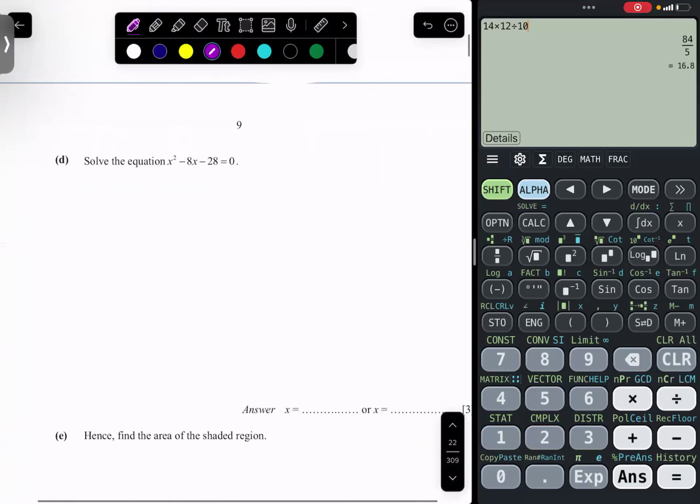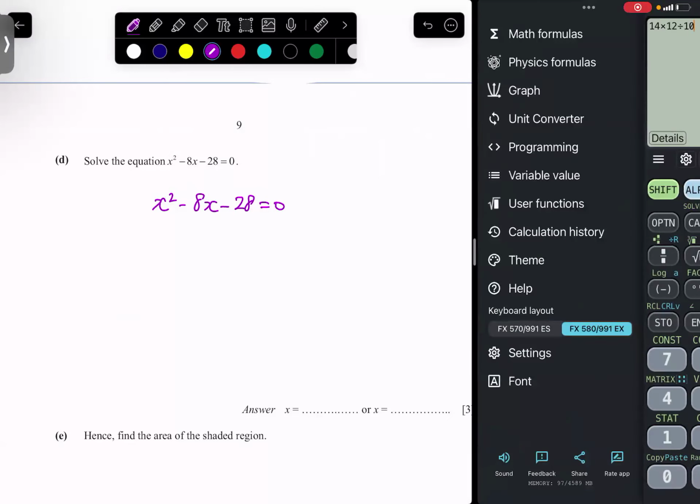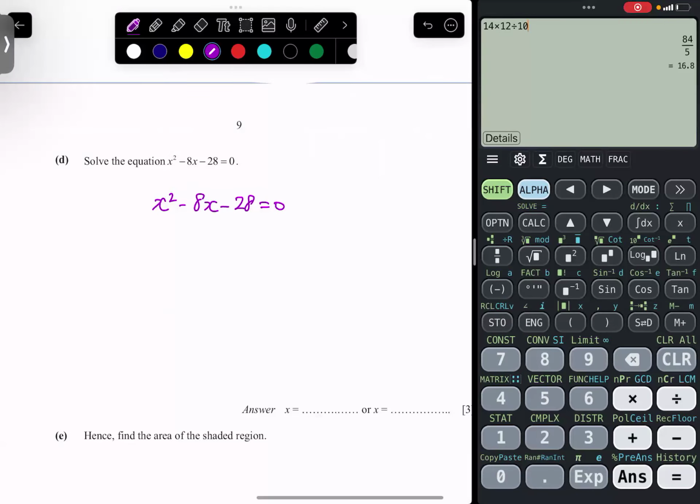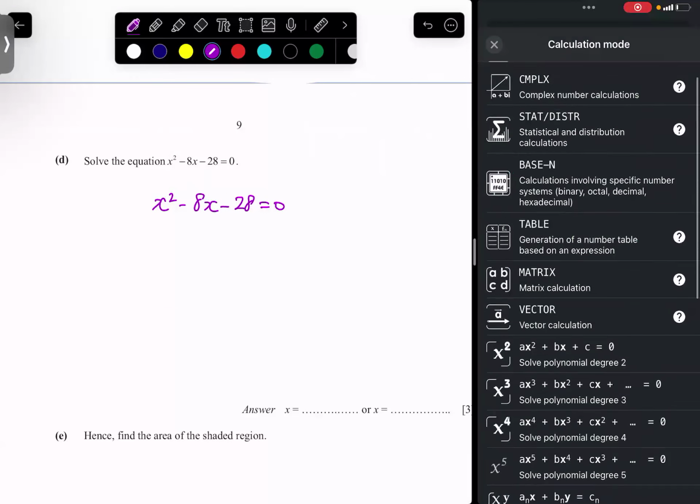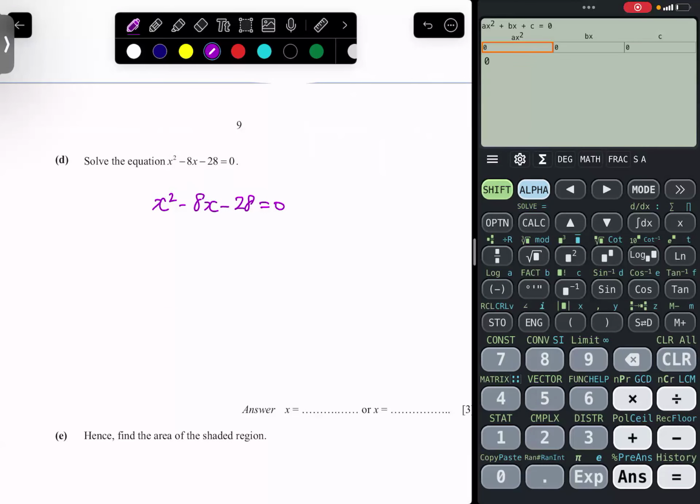Solve the equation. Okay, x squared minus 8x minus 28 equals 0. So the first thing that I'll consider is how to solve, right? To solve a quadratic equation, we have 4 methods of solving. The most direct, okay, is to use the calculator to check what method to use.